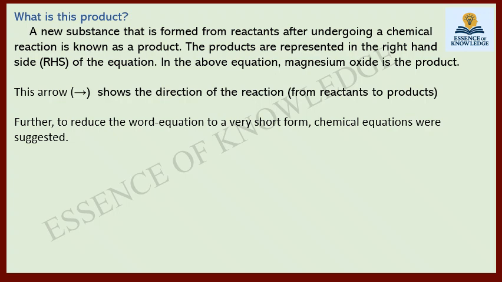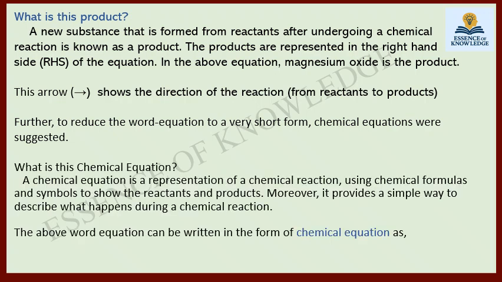Further, to reduce the word equation to a very short form, chemical equations were suggested. What is a chemical equation? A chemical equation is a representation of a chemical reaction using chemical formulas and symbols to show the reactants and products. Moreover, it provides a simple way to describe what happens during a chemical reaction. The above word equation can be written in the form of a chemical equation as Mg plus O2 gives MgO.